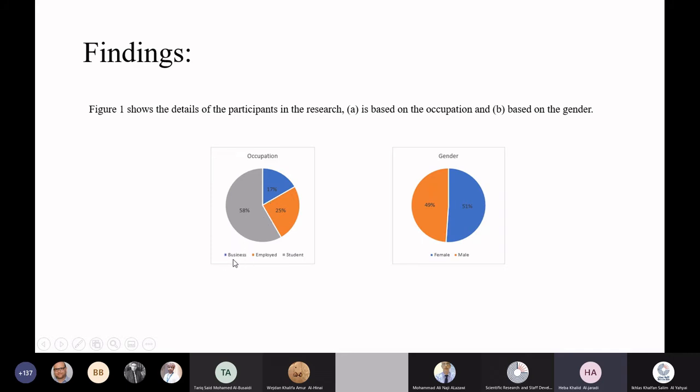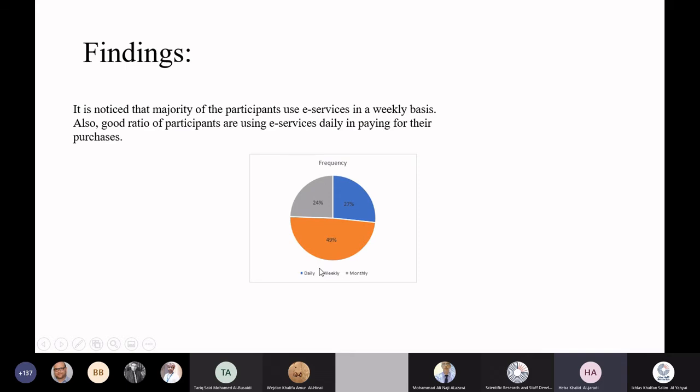17% were business owners, 25% were employed, and 58% were students. The gender, of course, 49% were male and 51% were females. It was noticed that the majority of the participants use e-services 49% weekly, 27% daily, and 24% monthly. That's how often they use e-services.